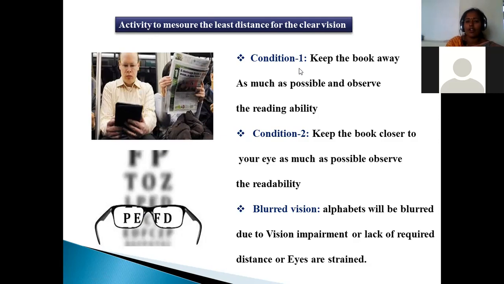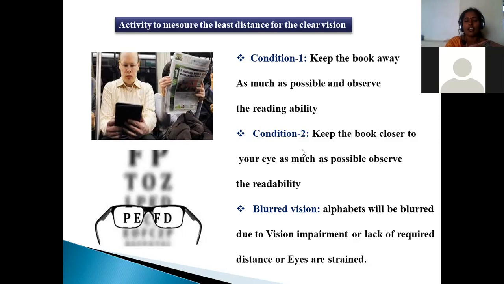In condition 1, what we are doing? We are taking the textbook. In the textbook, different alphabets will be there. Keeping it at a particular distance, it is very clear to us and we can clearly read whatever is there in the textbook. But we are moving the textbook farther away, to see how much distance you are able to see without any inconvenience, without any blurredness. That maximum distance covered by your eyesight, you have to measure.